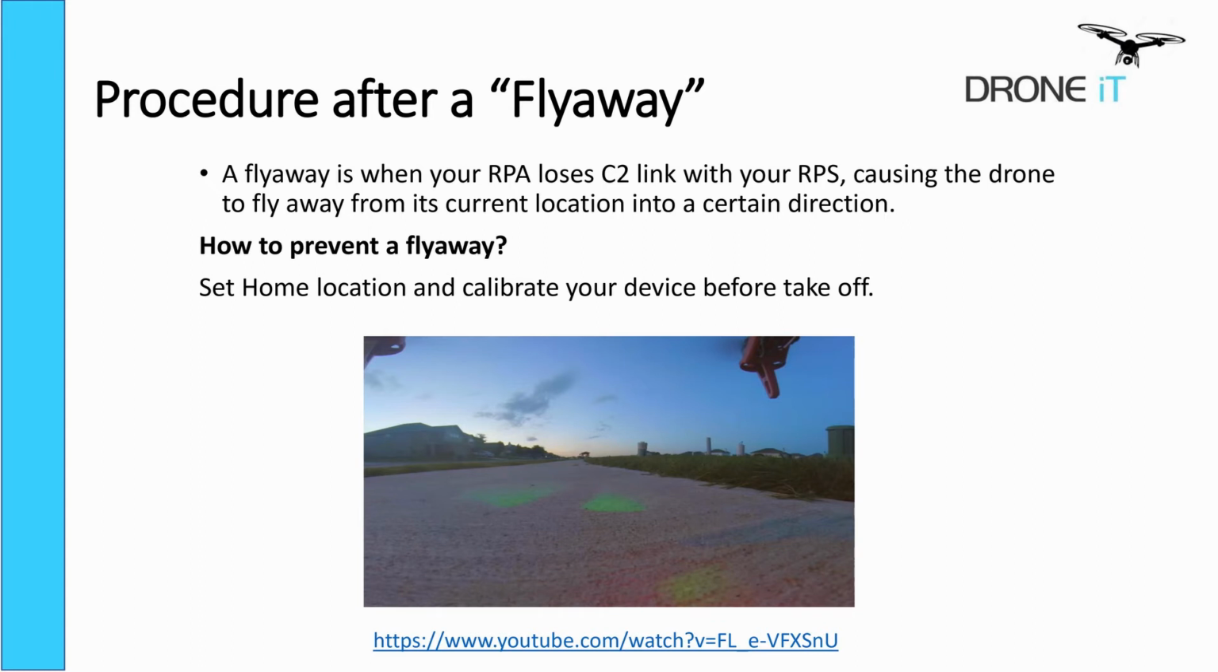Procedures after a flyaway. Now, a flyaway is when your aircraft loses C2 link with your remote. This causes a drone to take off and fly into a certain direction. So how do we prevent a flyaway? Now, first of all, set your home location before takeoff and calibrate your device. This will help mitigate any risks of potential flyaways.